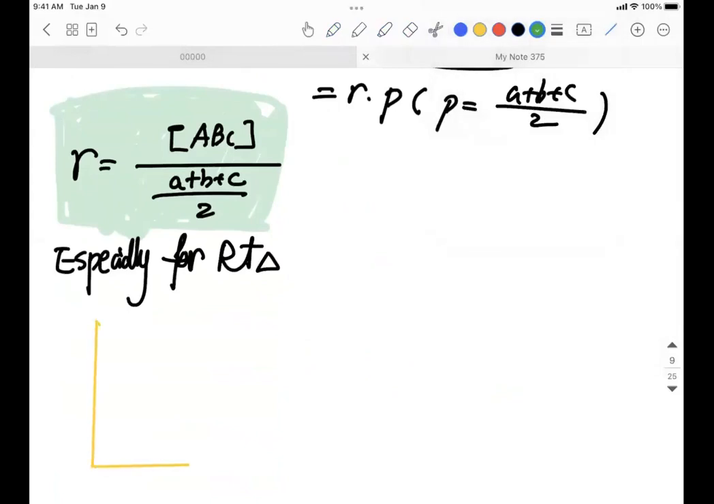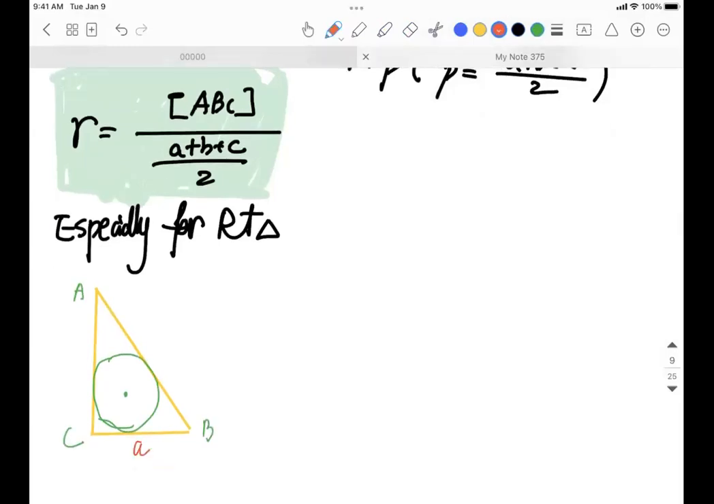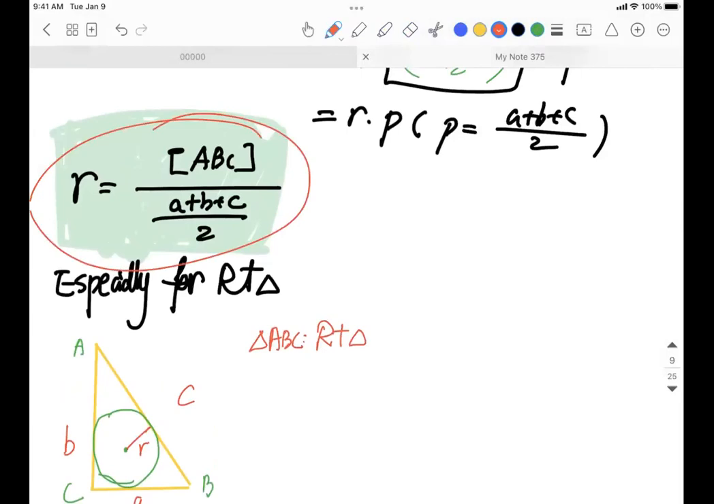For a right triangle with an inscribed circle, I'm just going to write it like this. If this is my A, this is my B, this is my C, and R. If triangle ABC is a right triangle, of course you're going to do the same thing. It doesn't matter.